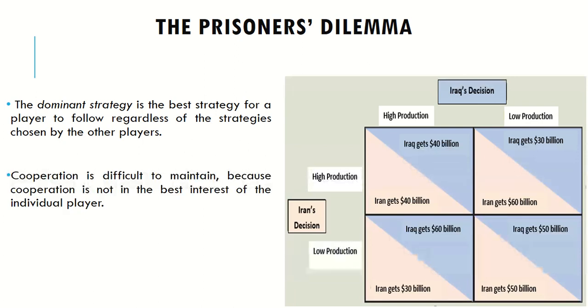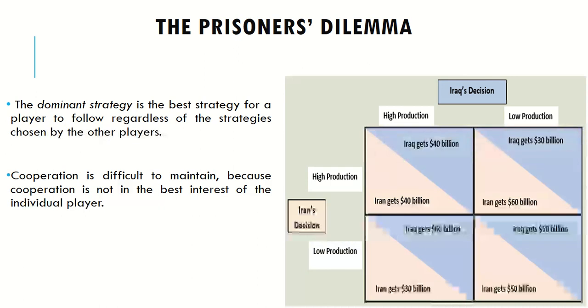The first possibility is that both countries cooperate and decide on high production. Then they get $40 billion in return. In the second possibility, when both are not cooperating, Iraq decides low production and gets $30 billion, and Iran decides high production and gets $60 billion, which is in its best interest. In the third possibility, if Iraq decides high production, then it gets $60 billion, and Iran decides low production and gets $30 billion.